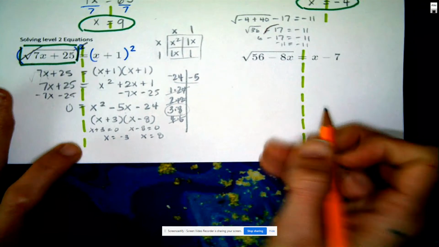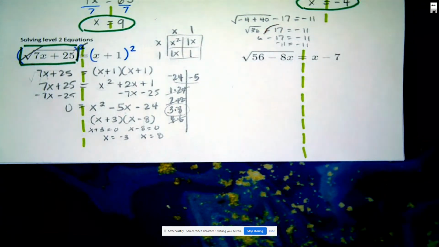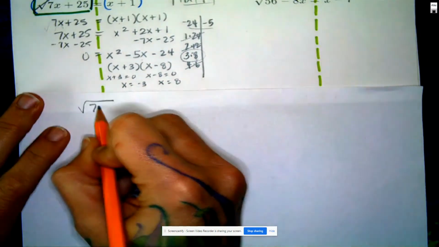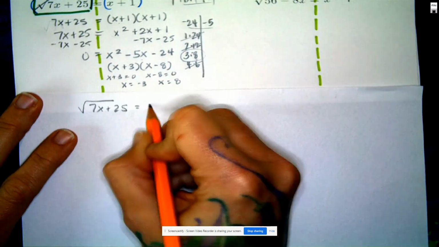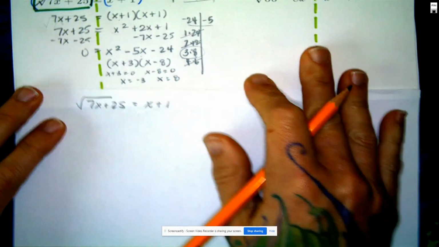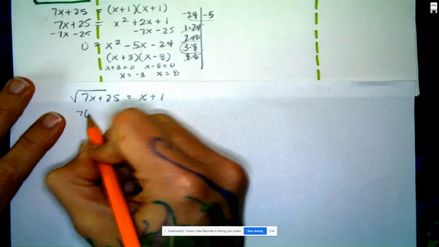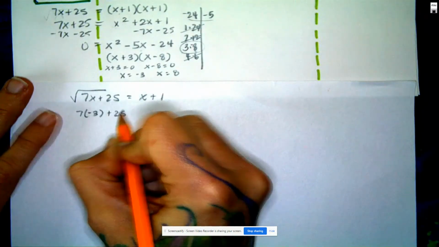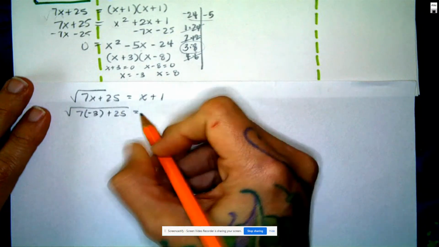Now, when you have a positive and a negative answer like this, you most definitely want to check your work and make sure that though algebraically these are the answers, that they actually will work and you can use them. So we're going to take our equation. So square root of 7x plus 25 equals x plus 1. And we're going to plug in both our answer choices. So 7 times a negative 3 plus 25. And this whole thing is under that root bar. So make sure we're keeping that together.